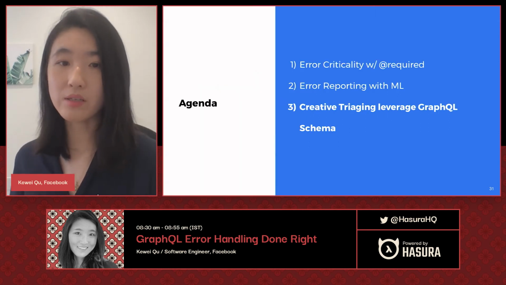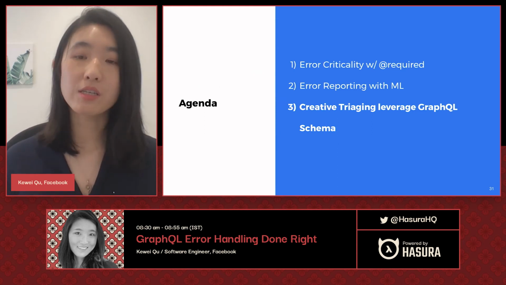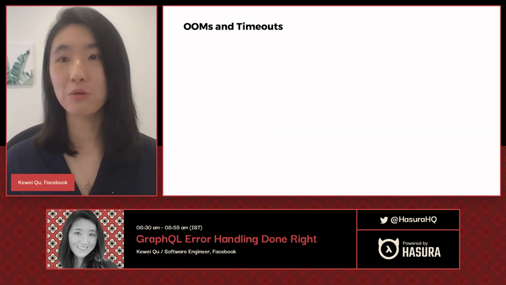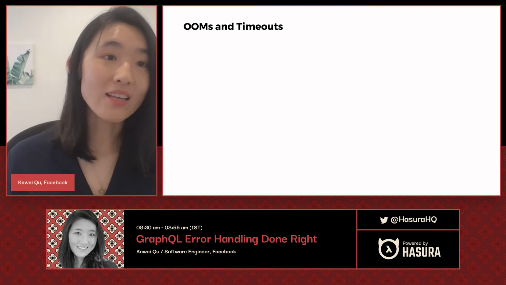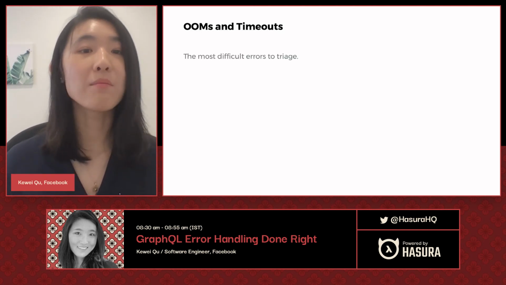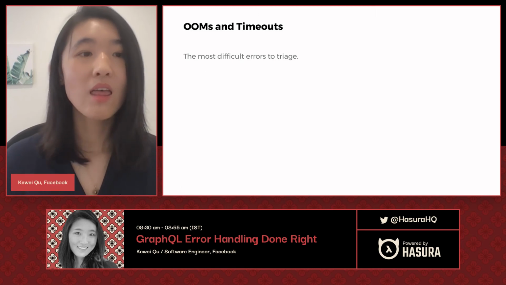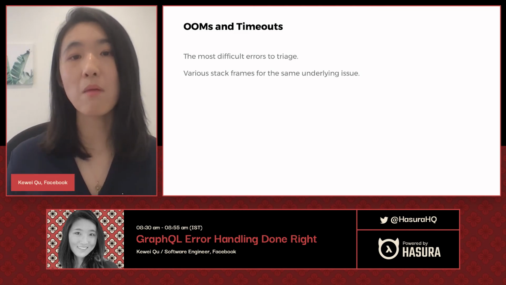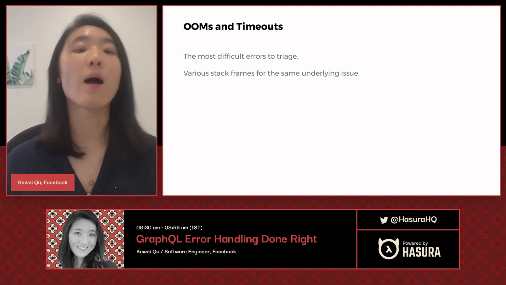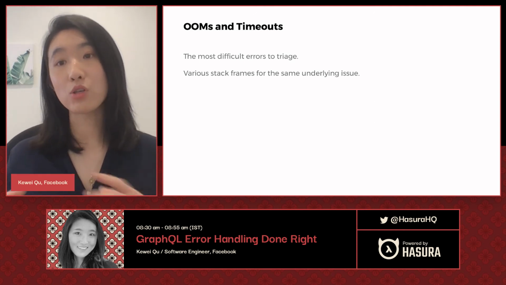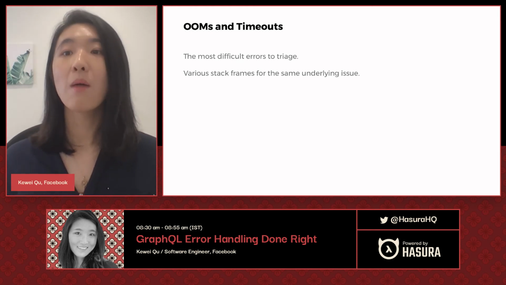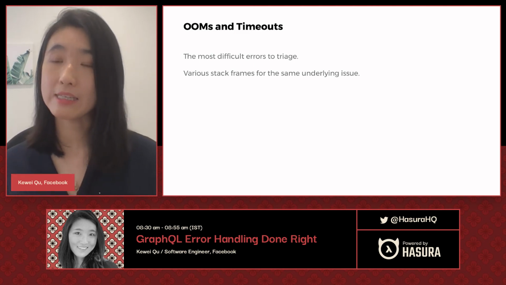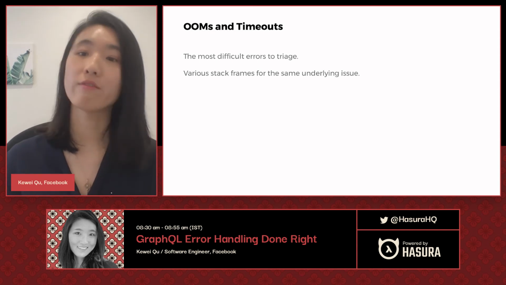Lastly, I want to talk about some creative triaging that leverages GraphQL schema information. And to talk about this, I have to talk about OOMs and timeouts. Based on our experience, OOMs and timeouts are the most difficult errors to triage. The reason is that there could be many different stack frames for the same underlying issue. So say that an OOM tends to happen in a certain area of functions, but the exact stack trace may vary a lot. So your traditional stack-based triaging algorithm may not work very well.